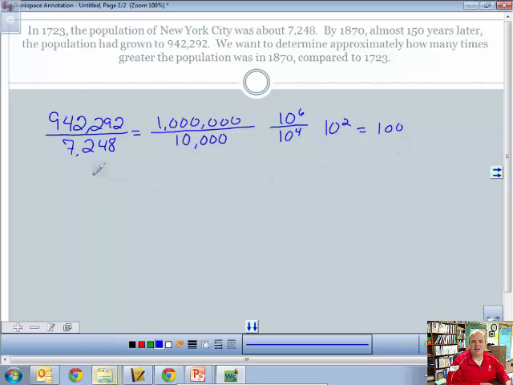Okay? Once again, when I'm looking at trying to get an approximation, I'm going to round to the nearest power of 10. Okay? And then I'm going to write it as a power of 10. Use my law of exponents. That's how I got 10 to the 2nd, and that equals 100.